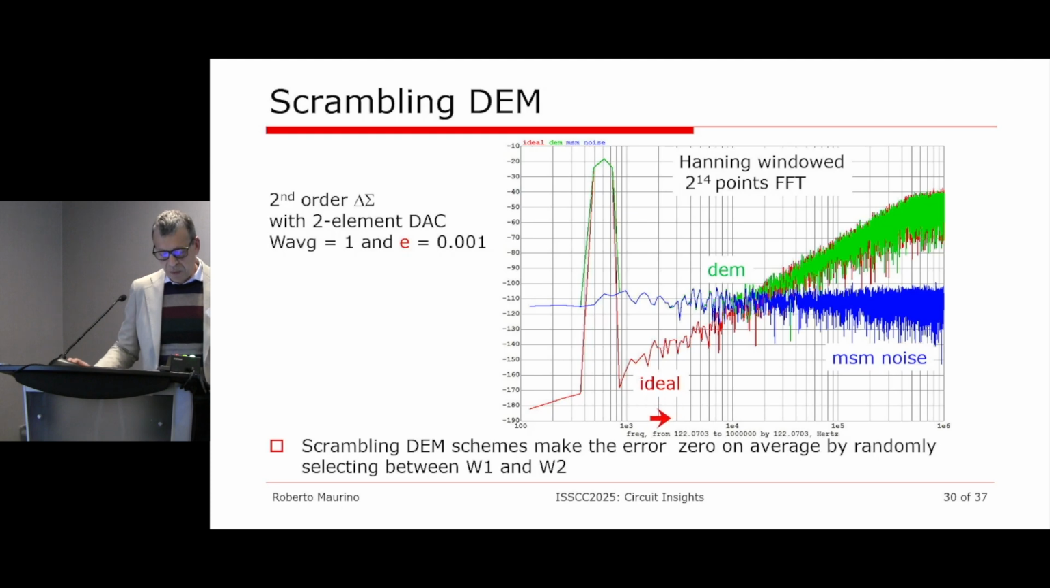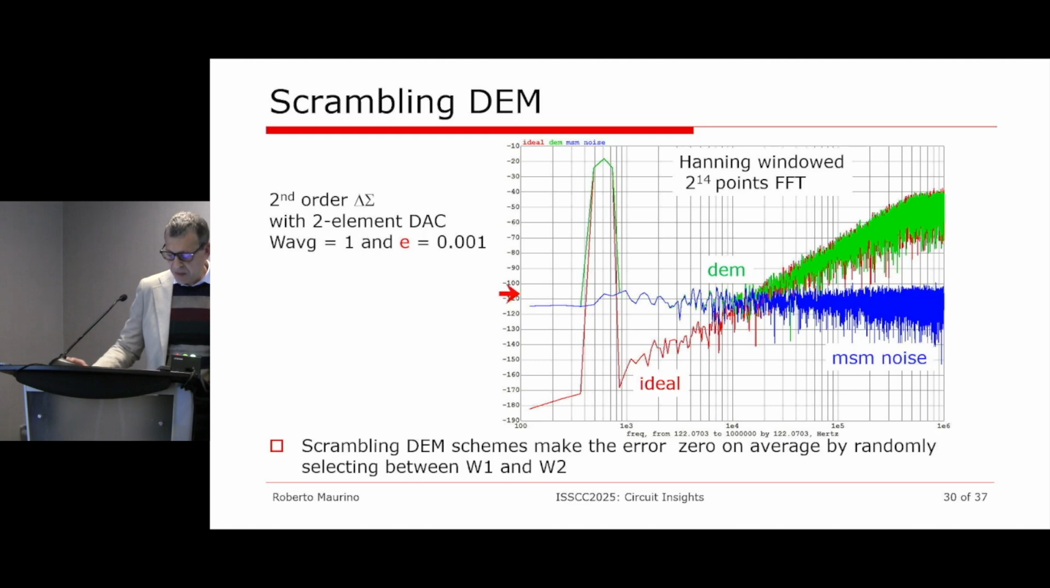And here we can see a sigma delta modulator, again the second order one that we've seen previously with just a single bit. Here we have used the 2-element DAC, and we also introduce a mismatch error between the 2 elements of 0.001 with an average weight of 1. The red curve is the ideal one, and the green one is what you get with this scrambling DEM. So you can see that it tracks here, and then eventually it flattens in this region.